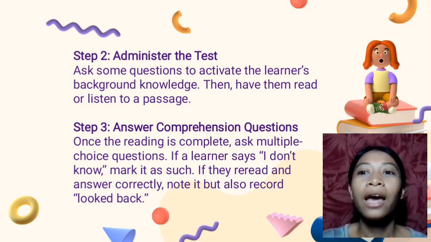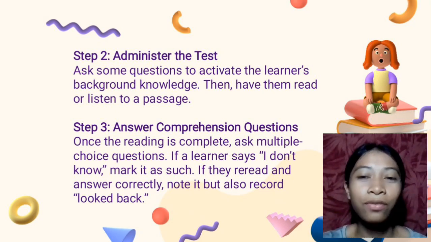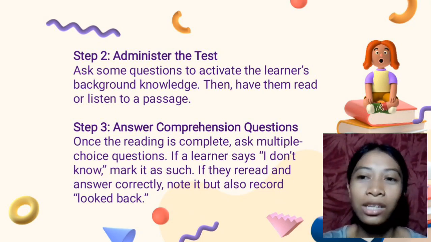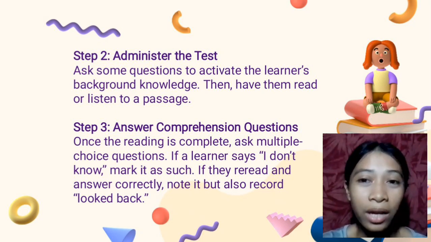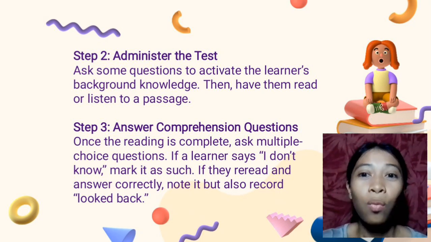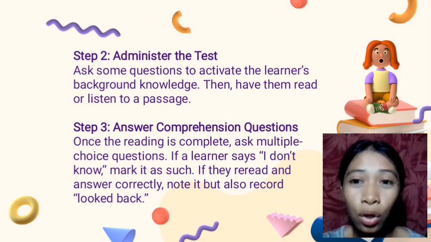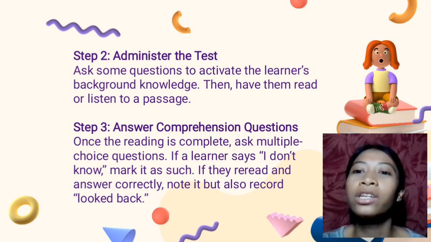Step 2. Administer the test. Ask some questions that activate the learner's background knowledge, then have them read or listen to the passage. Step 3. Answer comprehension questions. Once the reading is complete, ask multiple choice questions. If the learner says, "I don't know," mark it as such. If they read and answer correctly, note it, but also record it.